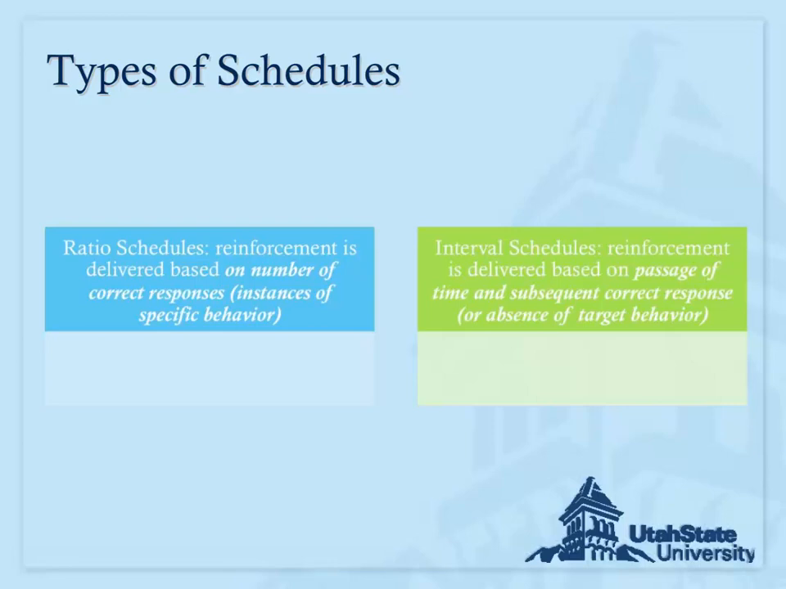Ratio schedules involve reinforcing a behavior based on the number of correct responses. So you may need to engage in 10 correct behaviors to get the reinforcement. Interval schedules are similar, but focused on time.